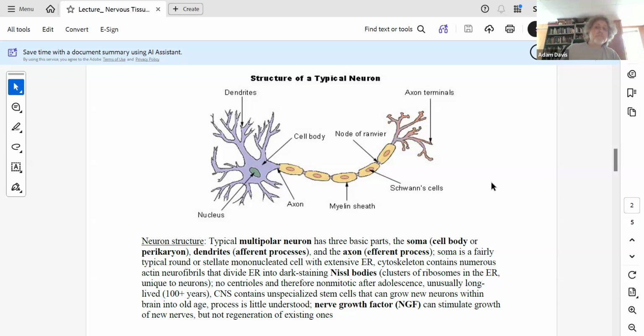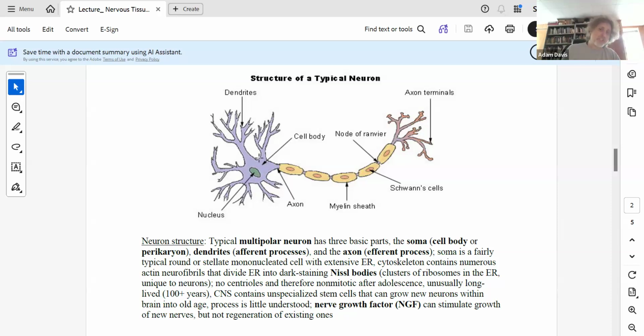There are three main parts to every neuron. We have the cell body right here. We have the dendrites, which are these branching structures attached to it. And then we have the axon, which is this long structure leading away from it. Now let's see a little bit more about these parts in detail.